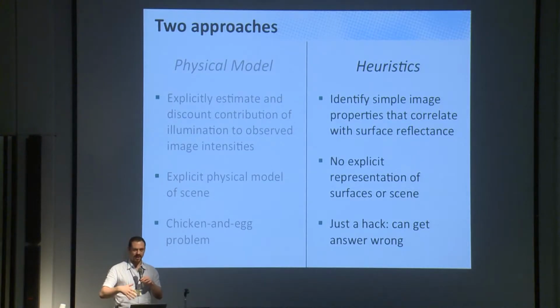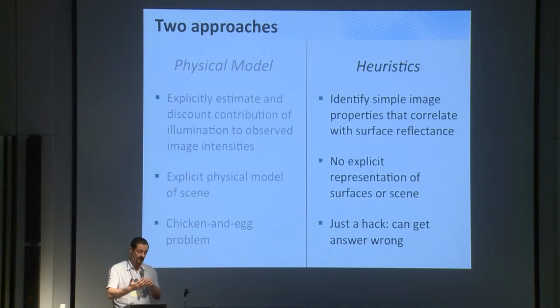Another tradition which has developed is a much more heuristic approach, a utilitarian approach, where people say, okay, this chicken and egg problem, that sounds really complicated to me. I'm not even going to try and solve that. What I'm going to do is do something statistical, something image-based. What I'm going to try and do is identify simple image properties that correlate with surface reflectance or other surface properties that we're interested in estimating. And in the extreme version of this, the straw man version that I'm going to knock down throughout the rest of this talk, there's no explicit representation of the properties of surfaces or anything else in the scene. It's just a bunch of hacks.